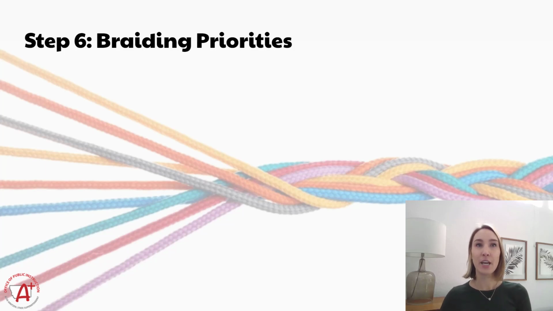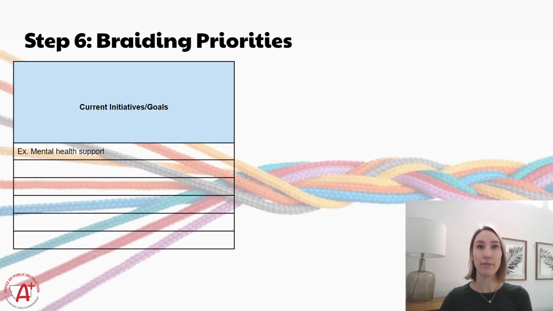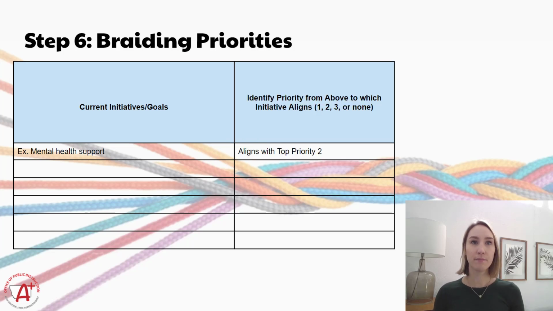In step 6, you'll think about all the various initiatives and goals your school is developing or continuing for the upcoming school year. Maybe mental health support is a current initiative in your building, for example. Take a pause to reflect on all of the current initiatives and goals within your school and list them out in this first column of your gap analysis form under step 6.